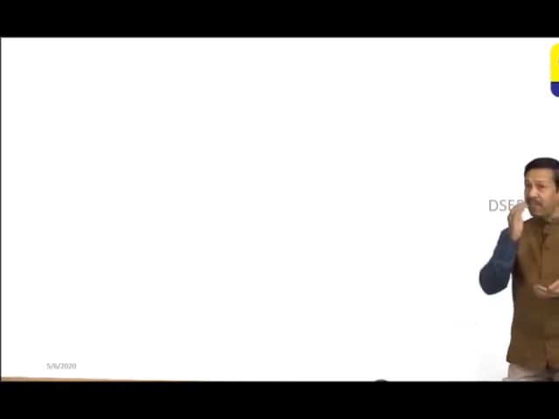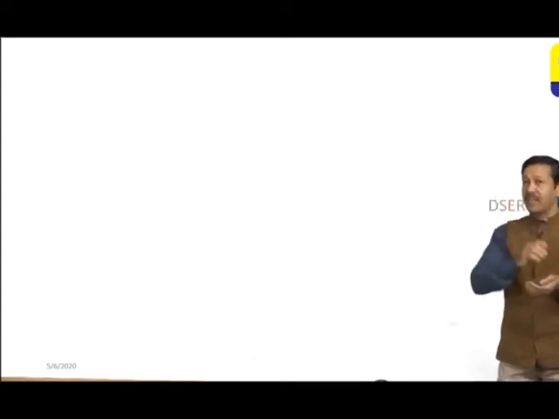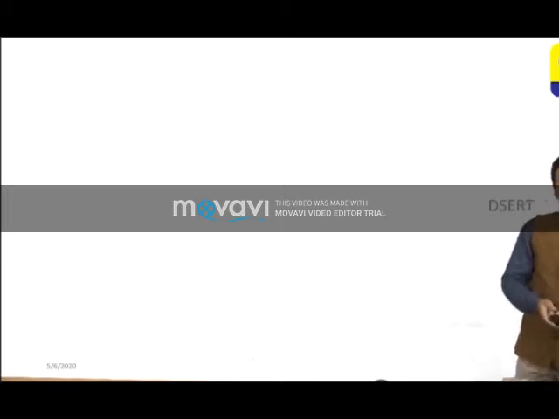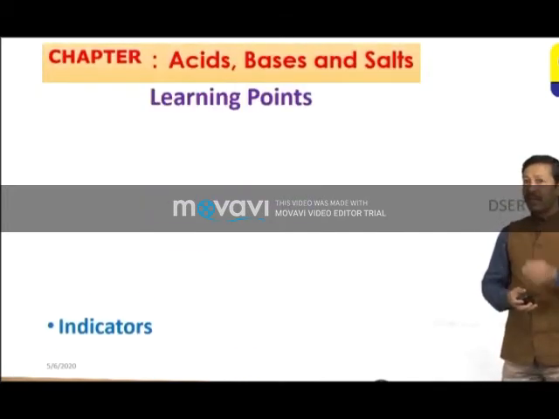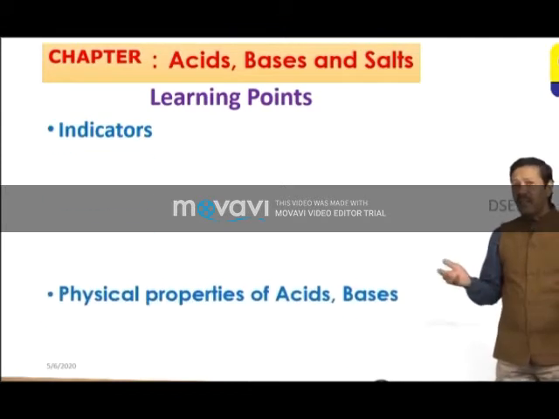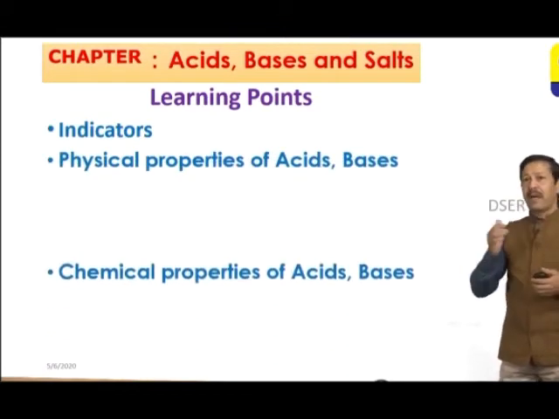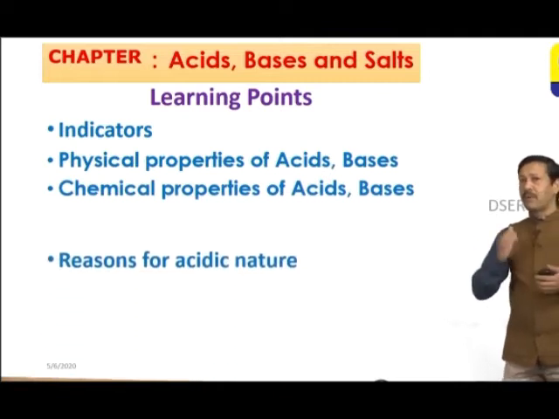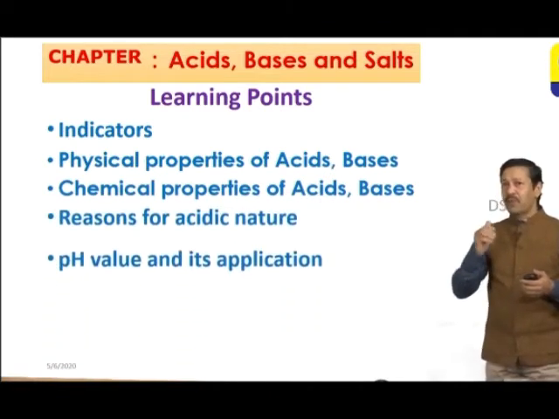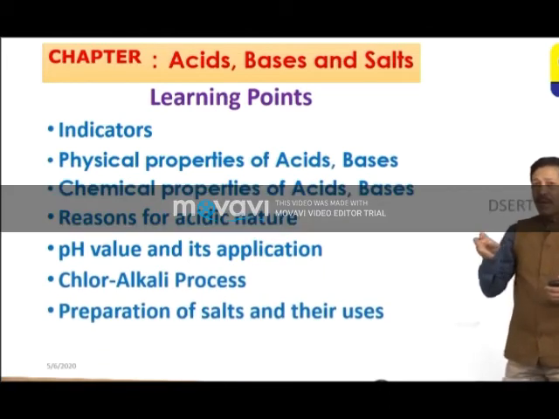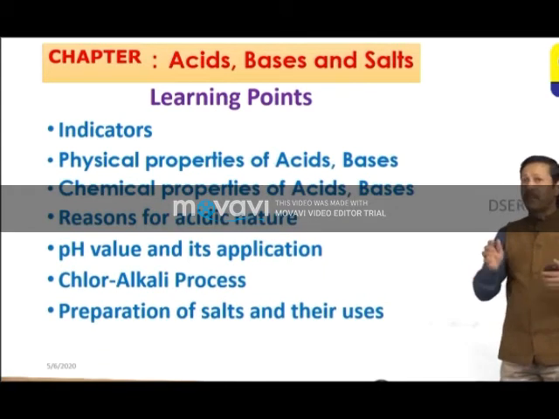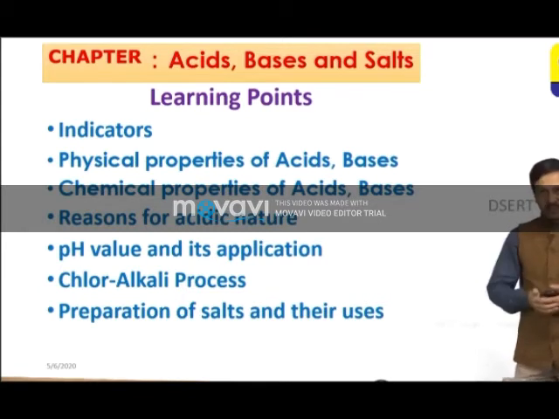You are eagerly waiting for science classes. Let us learn a very important chapter, that is the second chapter in chemistry, Acids, Bases and Salts. Here are the very important key points that you are going to learn in the session. They are indicators, physical properties of acids and bases, chemical properties of acids and bases, reasons for acidic nature, pH value, its application, chloralkali process, preparation of some important salts and their uses.